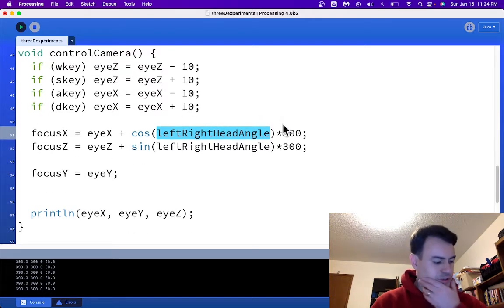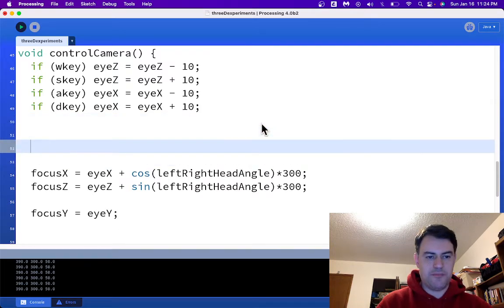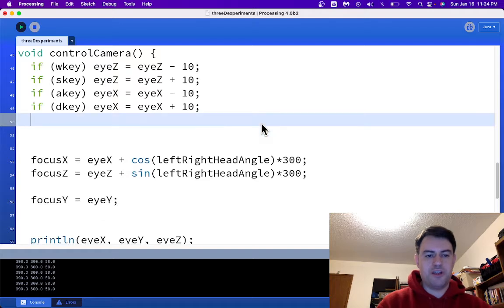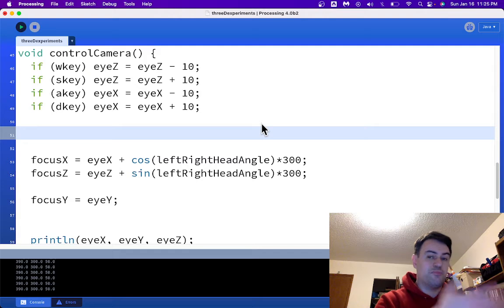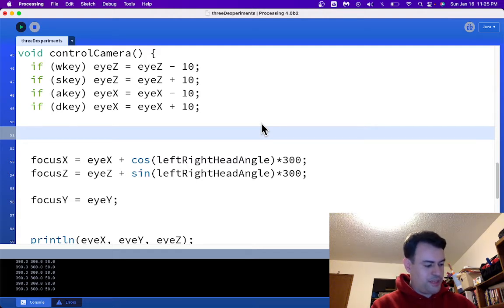I am going to, where should I put this actually? I'm going to just inject it right in here. We're going to put in some mouse code right in here. And what I'd like to do is, as I move the mouse to the left, I will decrease the left-right angle, and as I move it to the right, I will increase it, and so on. So here's what I'm going to do.